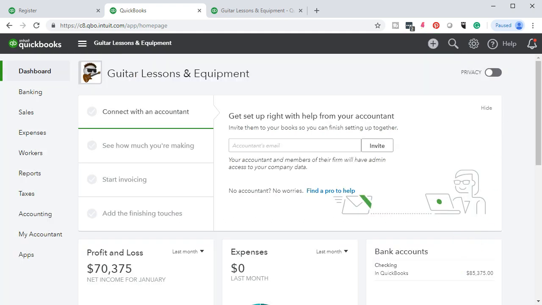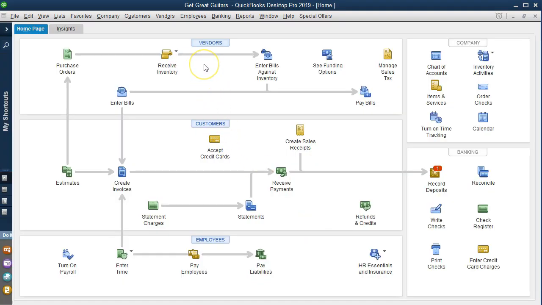So this is the desktop version, not the online version, but it gives us this pictorial view. So here's going to be our vendors. That's what we're concentrating on now. These are people we pay.